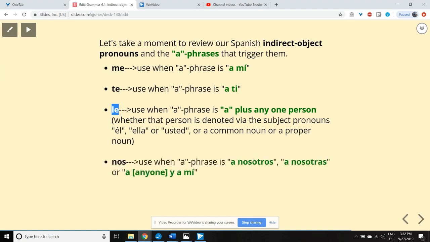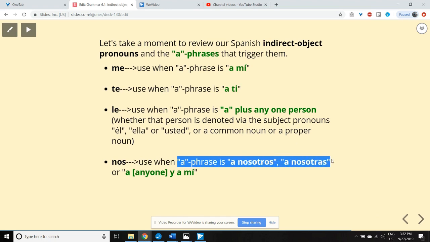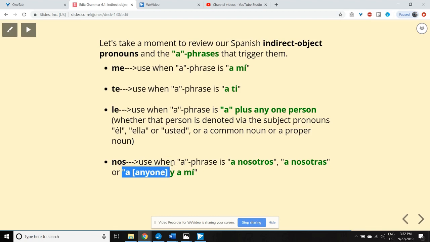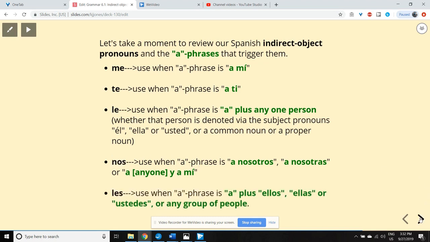Right? Then we have our first person plural indirect object pronoun, nos. And when do we use this? We use this when the a phrase is a nosotros, or a nosotras, or a anybody y a mí, because to anyone and to me equals to us, and to us is nos in Spanish. All right. And lastly, remember, we never use vosotros forms in this course, so os is out. Do not write it as an answer in anything for this class. Thank you.